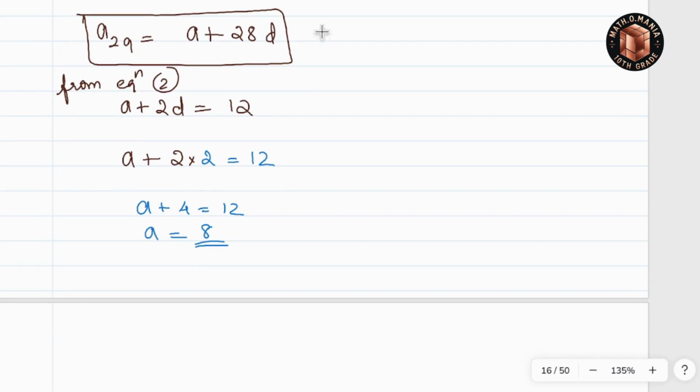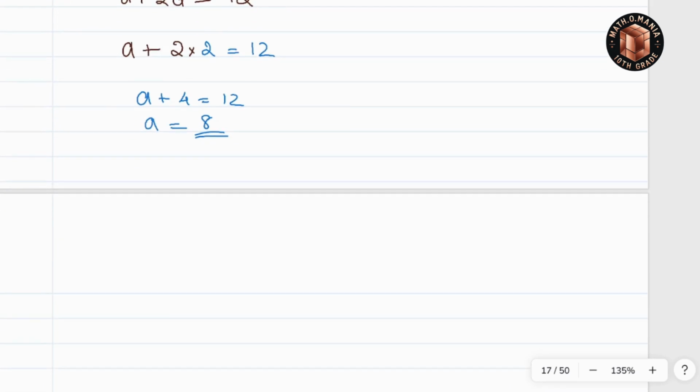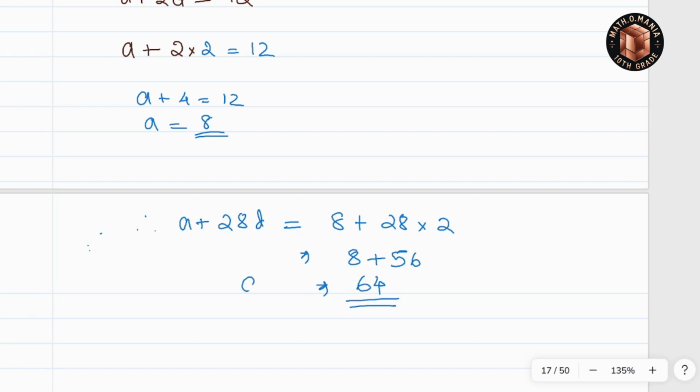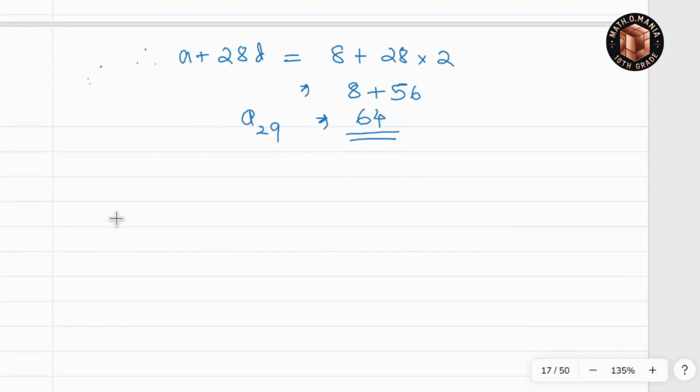So I can substitute in equation number 3 and find the value, right? Therefore, A plus 28D equal to, what is the A here? 8 plus 28 into, what is the D? 2, which is equal to 8 plus 56, that is equal to 64, right? Therefore, we got A29, that is the 29th term, which is 64. Clear?